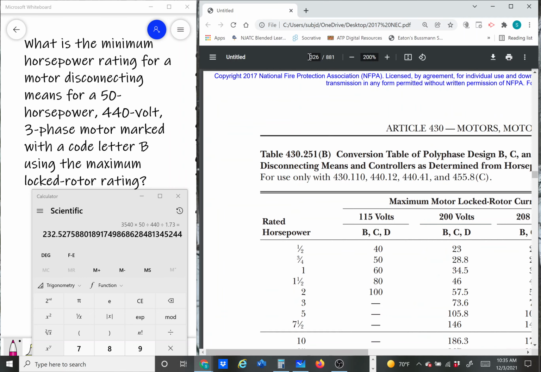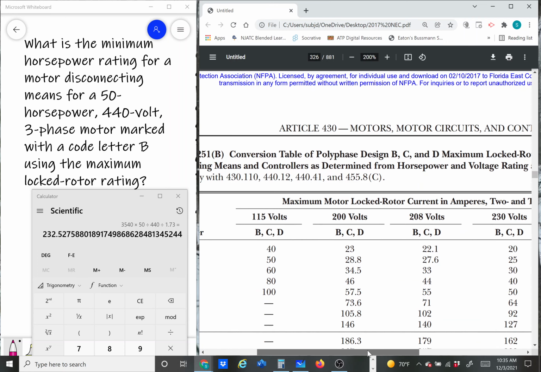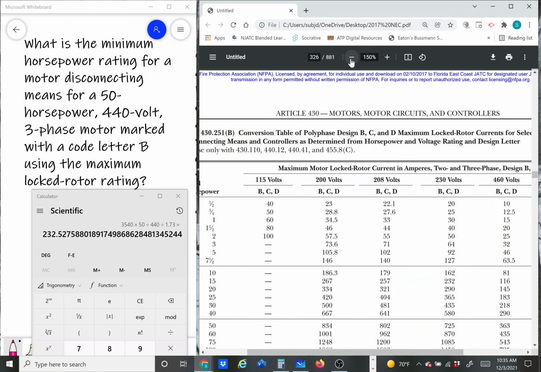430.251b is for my three-phase locked rotor horsepower current values. Let me make the table a little bit smaller because I can't quite squeeze everything in there. Now I'm looking for the 440 volt column, which you can see is all the way over on the right-hand side of my screen.